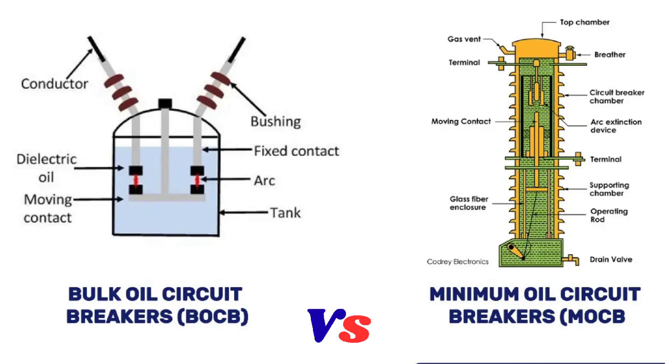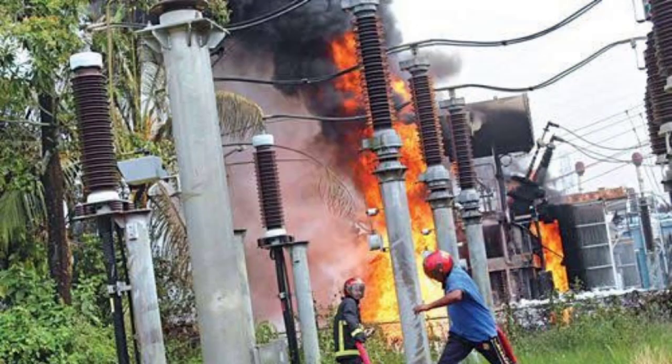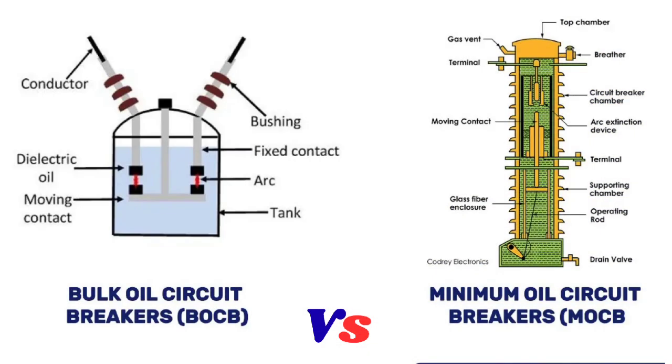is the amount of oil used. Bulk oil circuit breakers require a large volume of oil, which can be a concern in terms of safety and environmental impact. Minimum oil circuit breakers, on the other hand, use a much smaller volume of oil, which reduces the risk of oil-related problems like fires. In terms of design and construction, bulk oil circuit breakers are often simpler and more robust, whereas minimum oil circuit breakers are more complex and sophisticated.